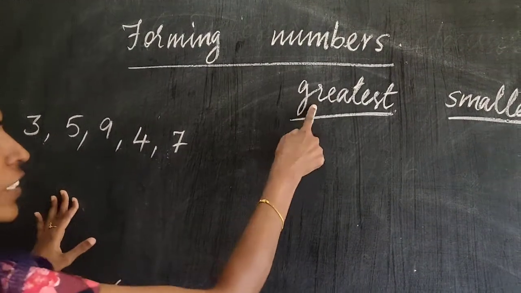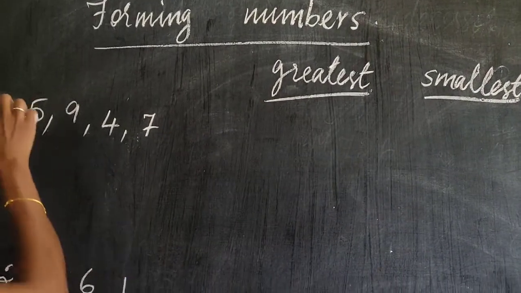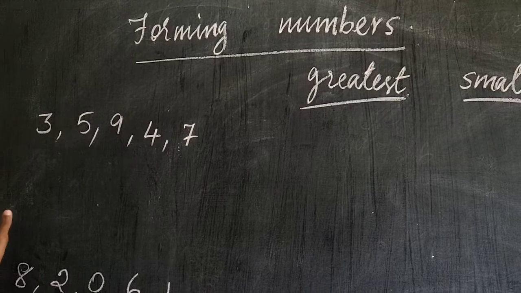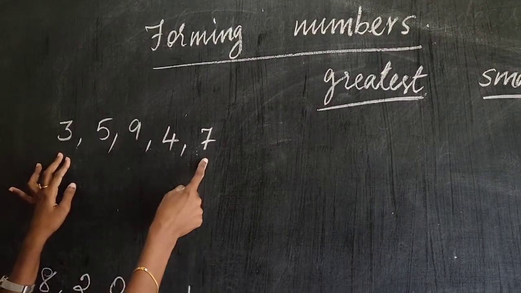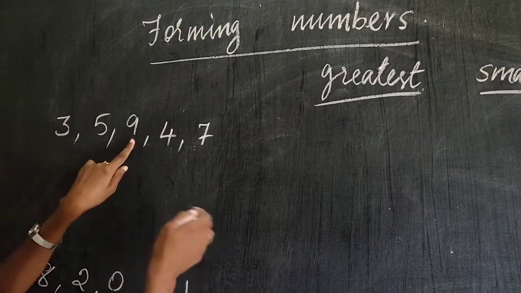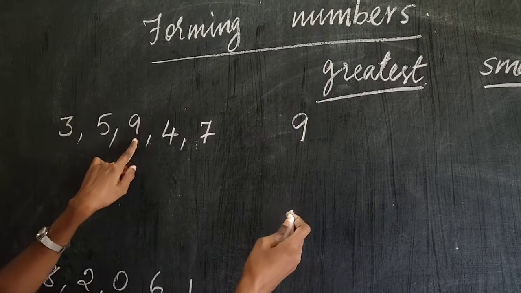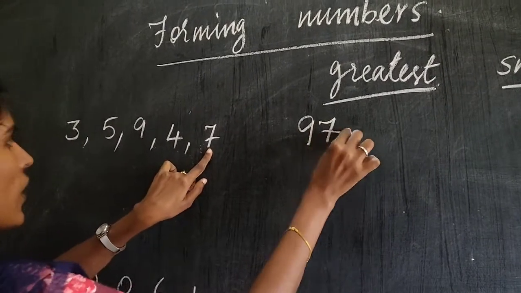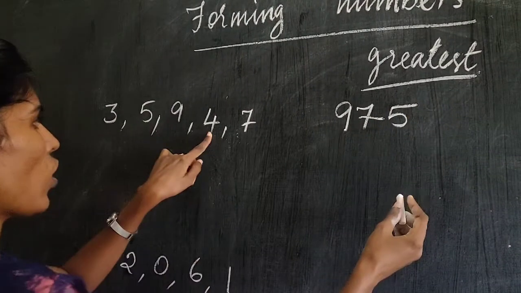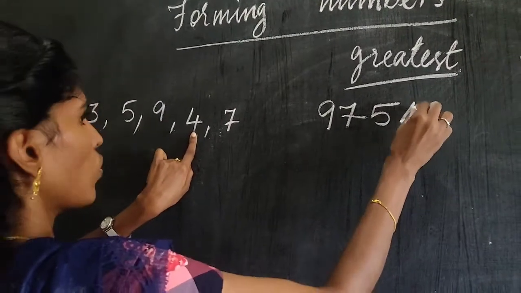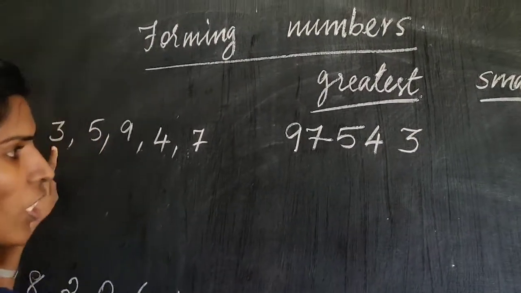So here it is telling about the greatest number. To find the greatest number, you have to write the greatest digit first. In this 3, 5, 9, 4, 7, the greatest digit is 9, so you write that first. Again the next smaller number is 7. Again the next smaller number is 5. Again the next smaller number is 4. Again the next smaller number is 3. So this is the way you have to arrange.